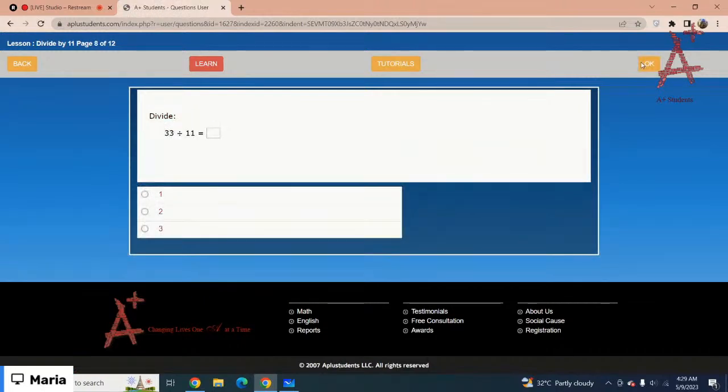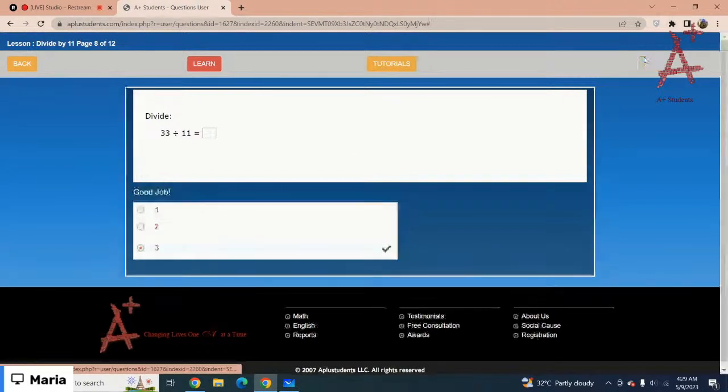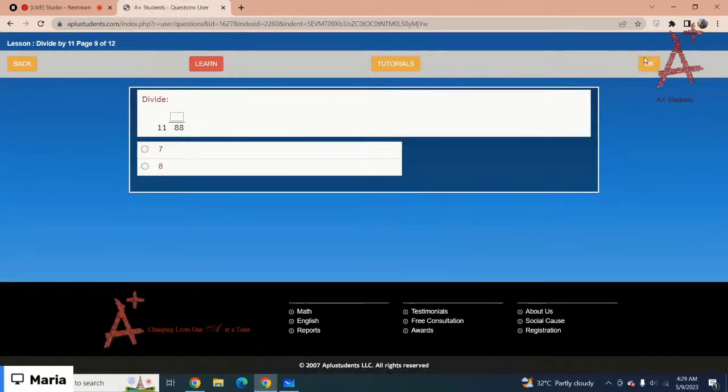Okay, 33 divided by 11. 11 times what number makes 33? Yes, that would be 3. 11 times 3 makes 33. 88 divided by 11. 11 times what number is 88? Yes, that would be 8. 11 times 8 is 88.